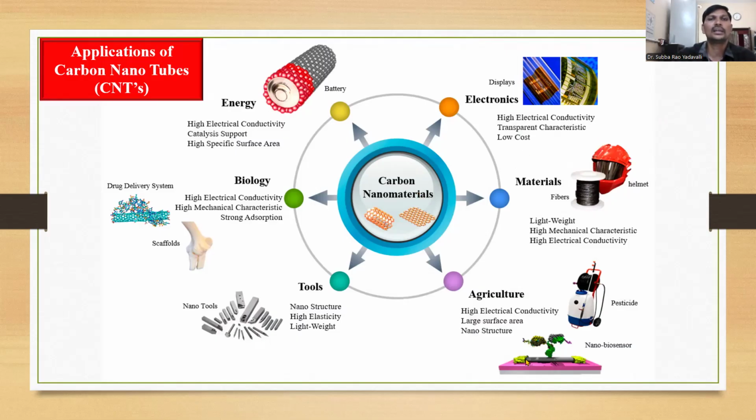And these are widely used in agricultural materials. These are used for making nano biosensors. And these are used for making nano tools like screws, nails, bends. And these are used in biology, surgical materials. Next, these carbon nanotubes are widely used in drug delivery systems. That means these are used for the treatment of various diseases. This is about some applications of carbon nanotubes.